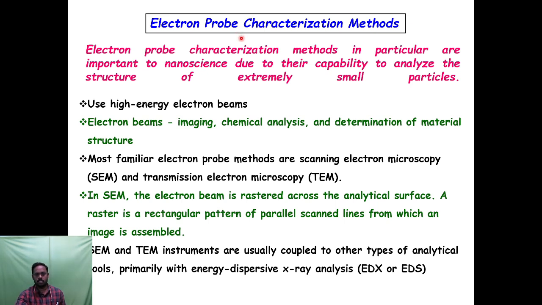analyzing the material properties. Electron probe characterization methods in particular are important to nanoscience because they are capable of analyzing the structure of extremely small particles. As we know, nanomaterials have a size range of 1 to 100 nanometers. So these methods are extremely useful for characterizing small particles or materials in nano dimensions. This electron probe method uses high energy electron beams. These beams are used for imaging, chemical analysis and the determination of material structure.